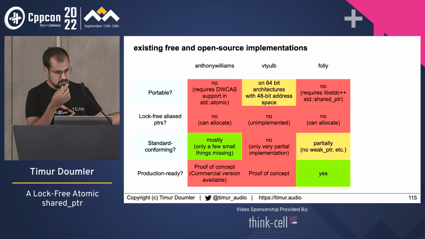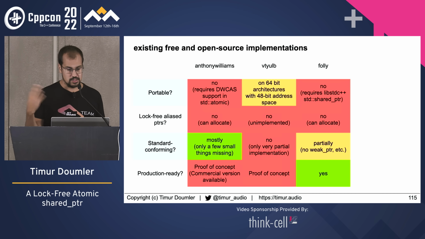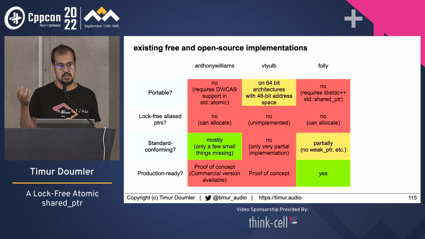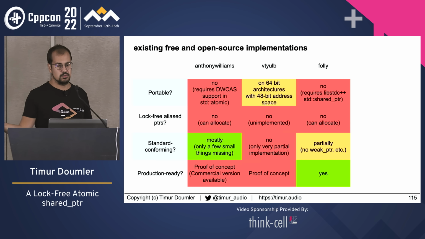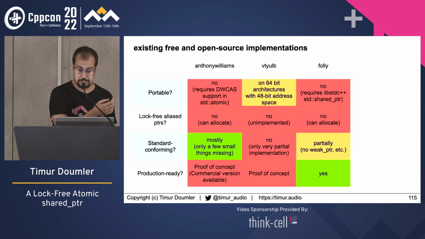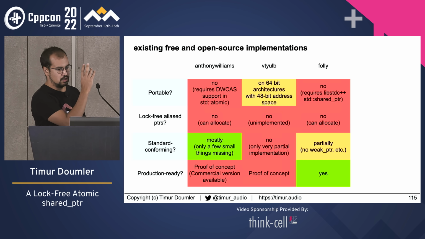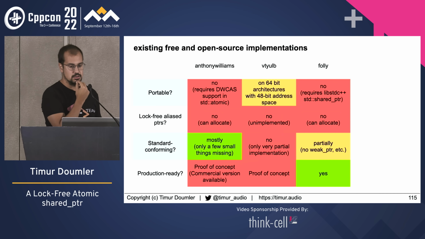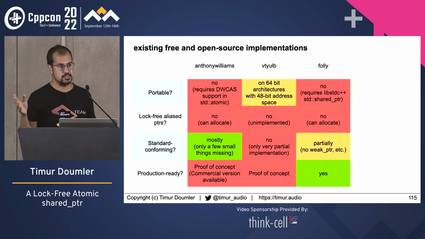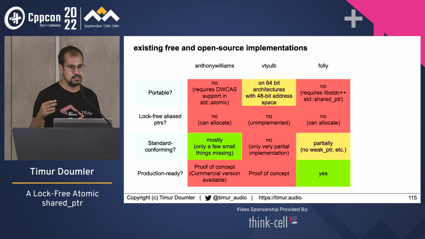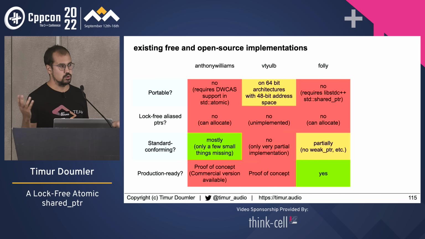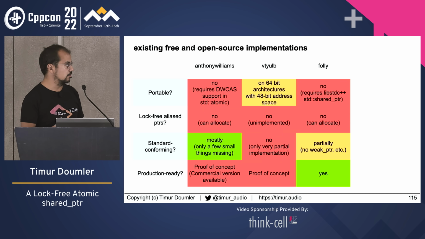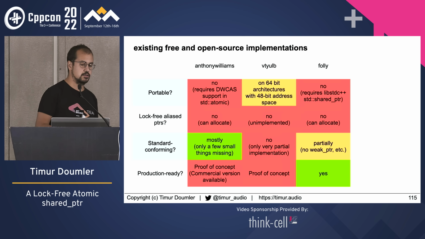And then the last row here is whether it's production ready. Anthony Williams's is just a proof of concept. He has a commercial version which is closed source, which I've never seen because it costs money. Then the second one is also just a proof of concept. Within 5 minutes I got both of them to crash because something wasn't supported. Folly is the only one that's actually both free and open source and used in production.